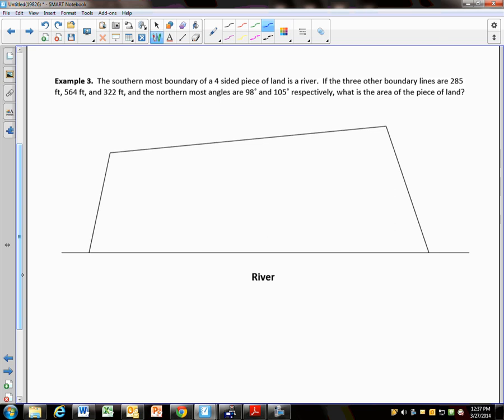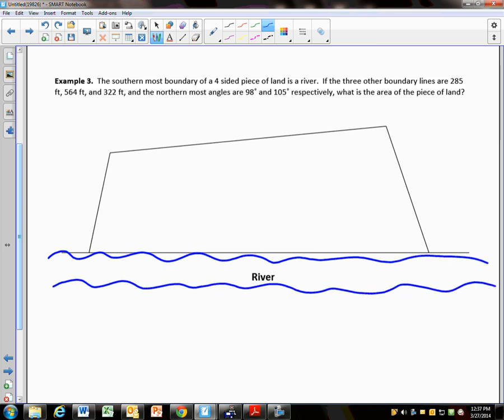So, southernmost boundary of a four-sided piece of land is a river. So, I am going to draw a river. And I'm going to put fishes in the river.